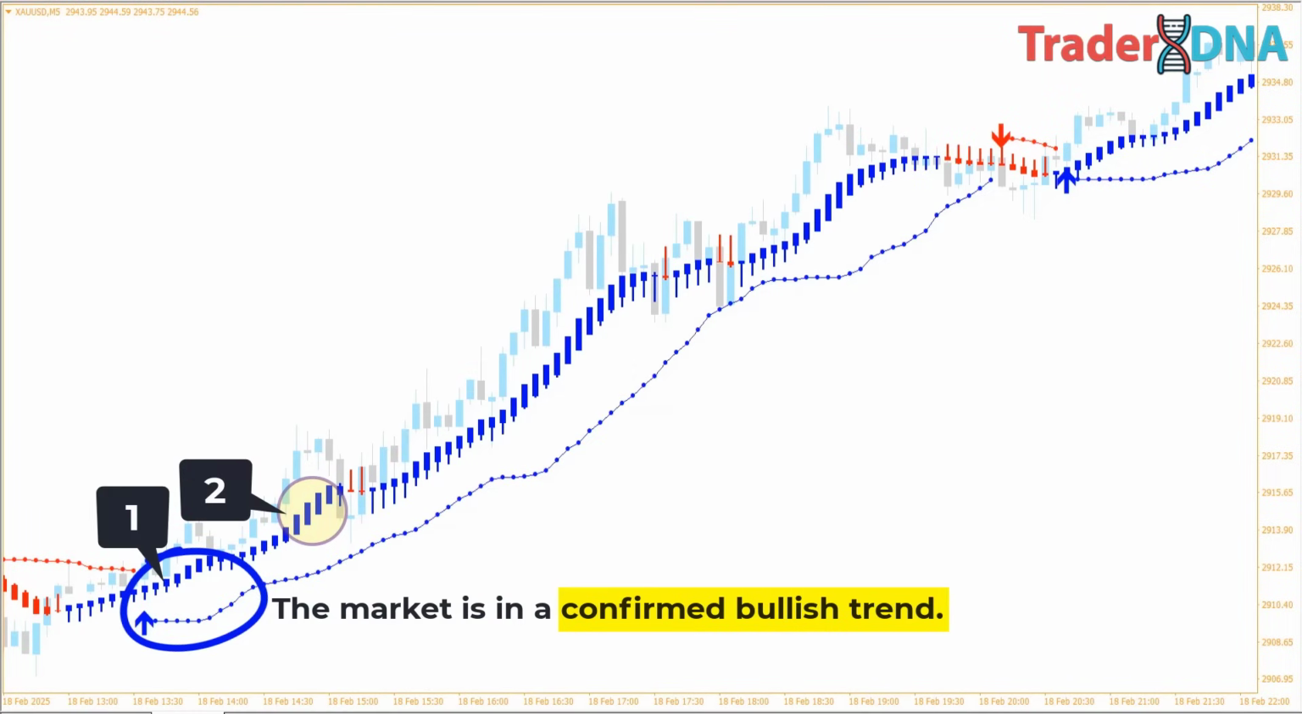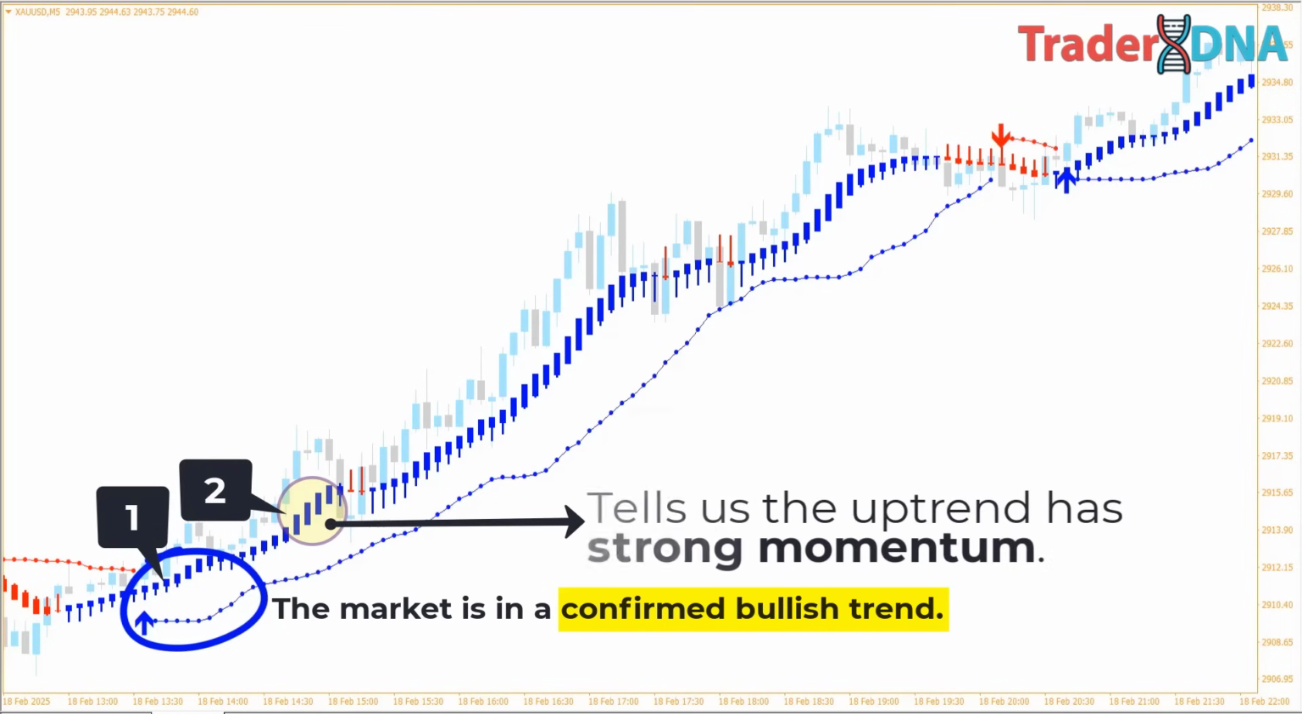Now here's where things get interesting. If indicator profitable strategy 2 forms a strong bullish candle, that tells us the uptrend has strong momentum. This is your second trading rule. Not only is the market in an uptrend, but the buying pressure is strong. But hold on, does this mean we enter a trade right now? Not so fast.